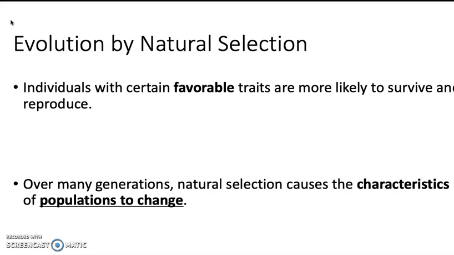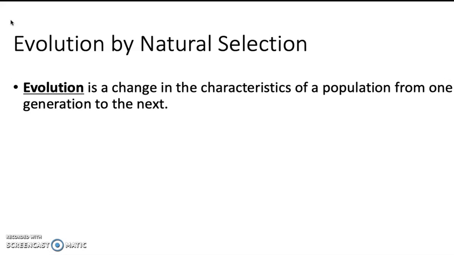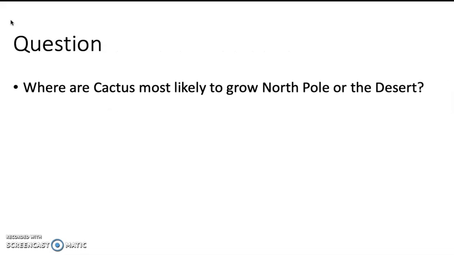So natural selection lets things evolve more or less over time. Some traits can disappear, some traits can start over time, and through evolution, things change. And what is evolution? Evolution is a change in the characteristics of a population from one generation to the next.